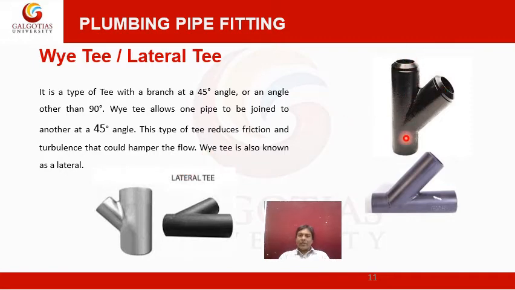This is the straight flow, and this is diverting the direction of the flow using the Wye Tee. Wye Tee may be of GI pipes, CI pipes, or cement concrete pipes, PVC, UPVC pipes.